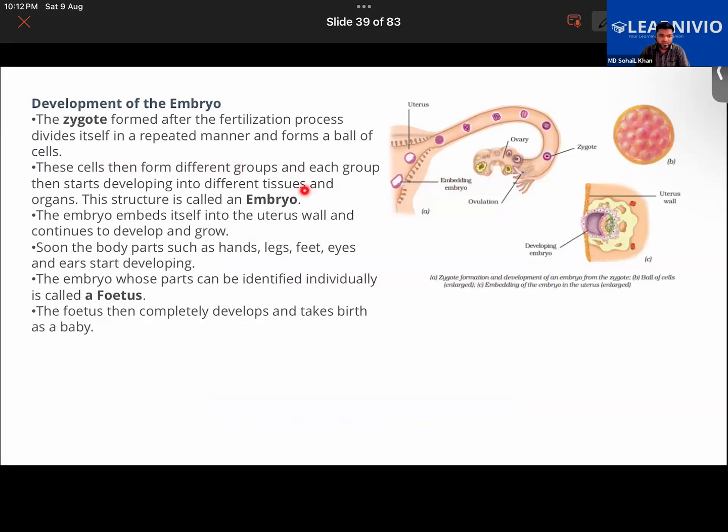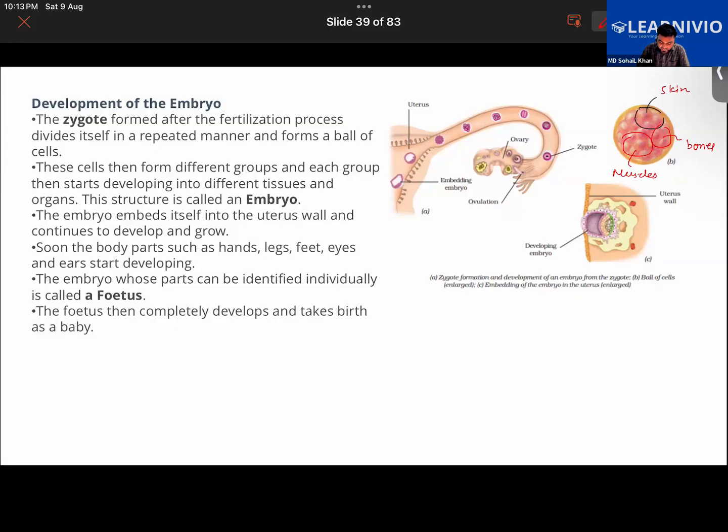These cells then form different groups, and each group starts developing into different tissues and organs. They will start to differentiate into different types of tissues. Let's say this much of tissue will start to form the skin, this much will form the bones, and this much will form the muscles. So they will segregate themselves.